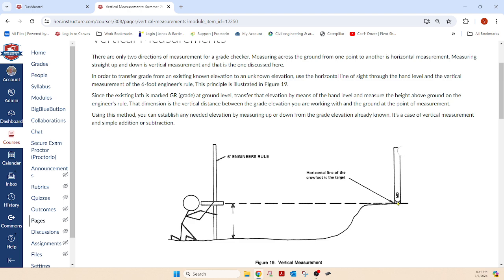This is on grade, and all I did was, if you could imagine this, pull this crow's foot over here by shooting at it through the hand level and seeing where it lined up on the engineer's rule. So I said it was dead on 2 feet. So when I drop a stake in the ground and I put a crow's foot on that stake, I'm going to write F2.0 because I'm going to need to fill 2 feet. Is that right? To get to this line of sight?